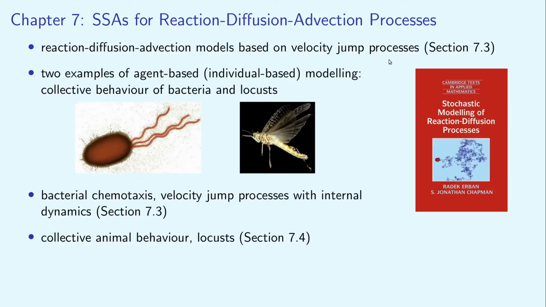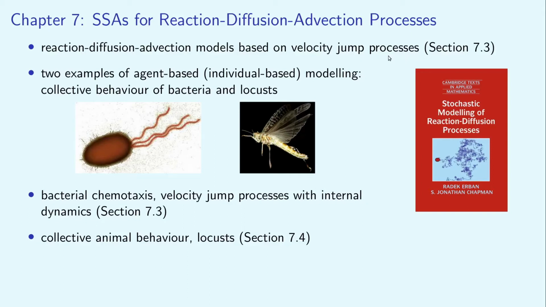In our previous lecture, I showed how active transport can be incorporated into stochastic reaction diffusion algorithms, including both individual-based and compartment-based models, which were based on position jump processes. In this lecture, we will discuss reaction-diffusion-advection models, which are based on velocity jump processes.